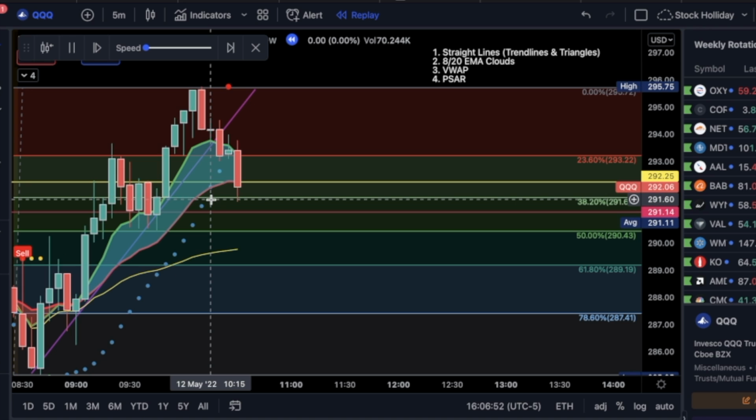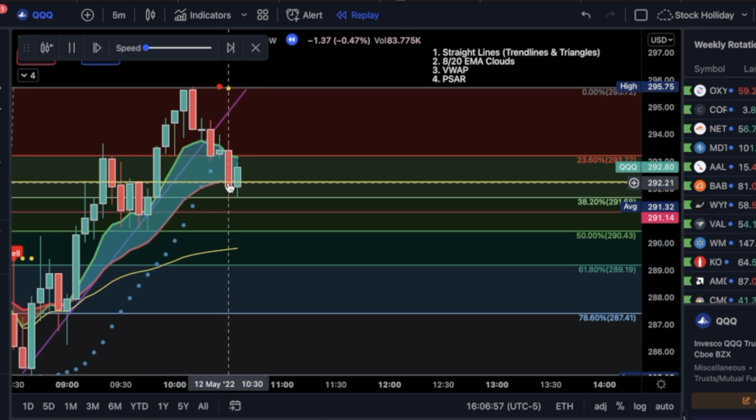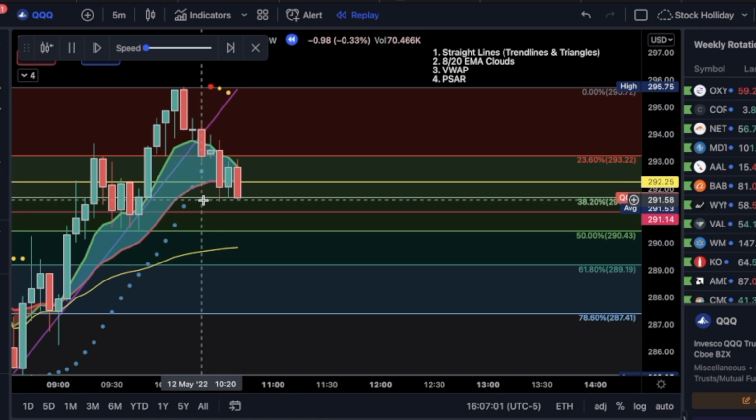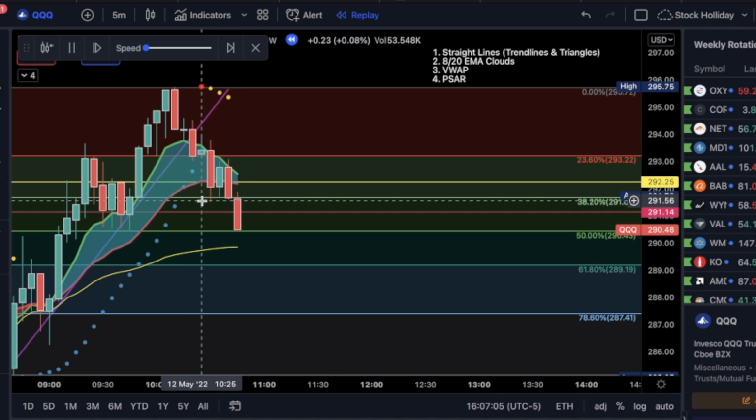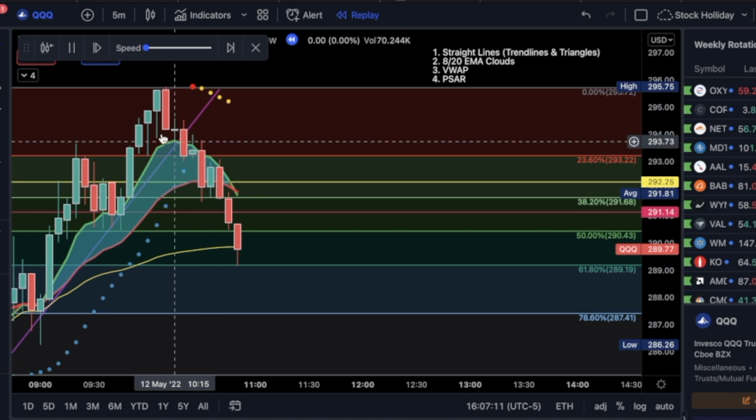You can see it came down, hit a fib level, and it bounced up again. And so at this point, what I want to do is I want to put a stop buy right under this level here at 291.5. There it goes. And so I'm in on my put position here. And that was at about 10.25.